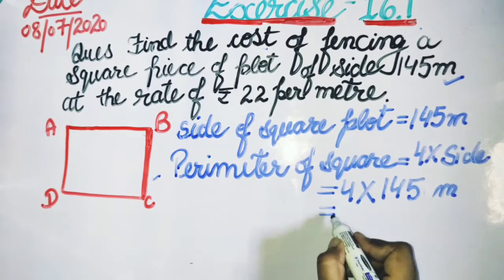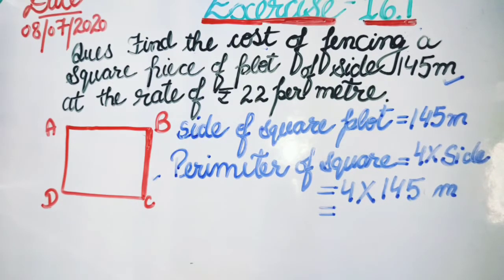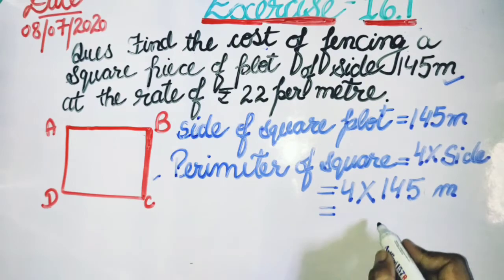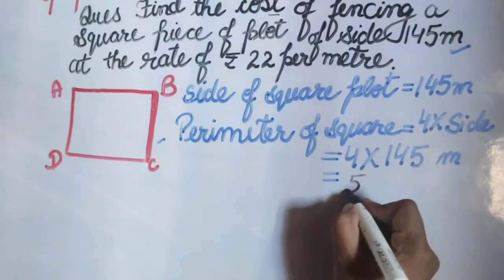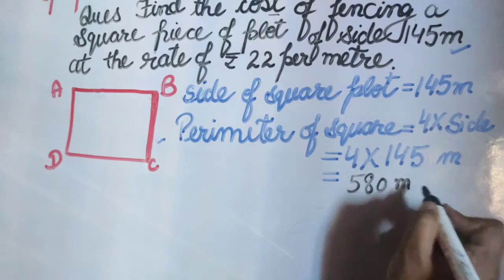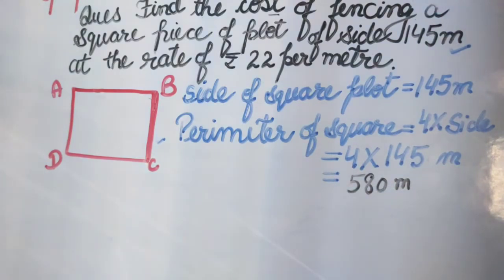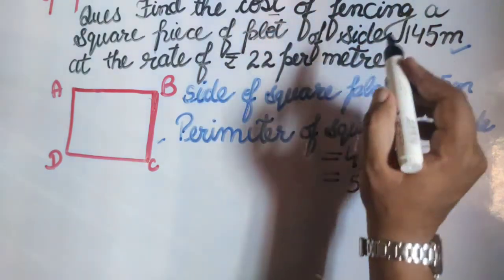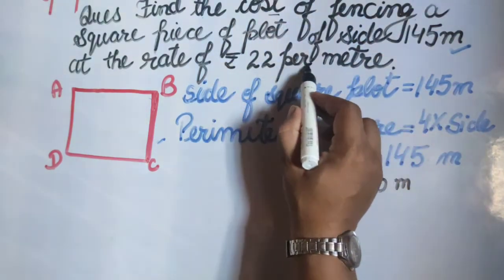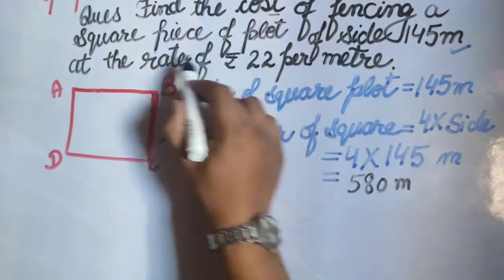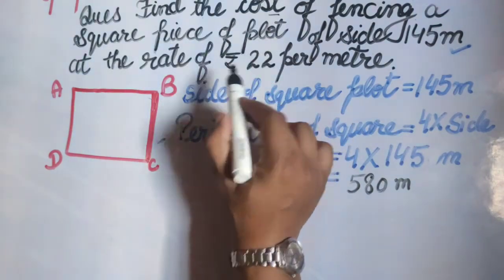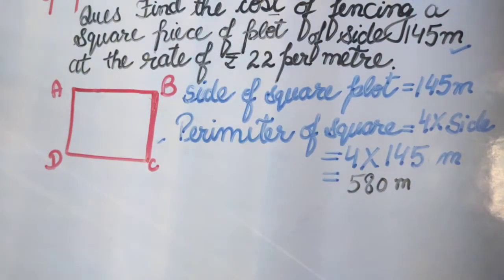So now we will do the calculation to find out the exact perimeter, that will be 580 meter. In the question, students, they have given to us the cost of fencing 1 meter, that is rupees 22. 1 meter cost is given to us and we have to find out 580 meter cost.